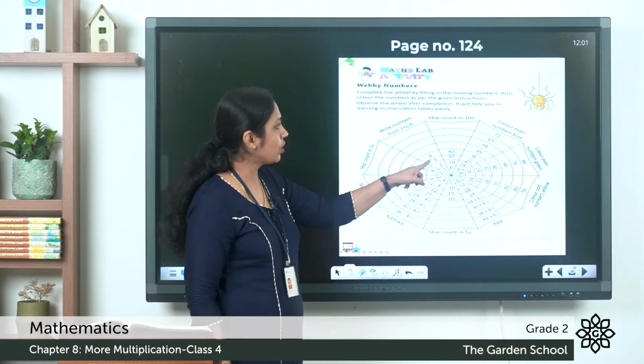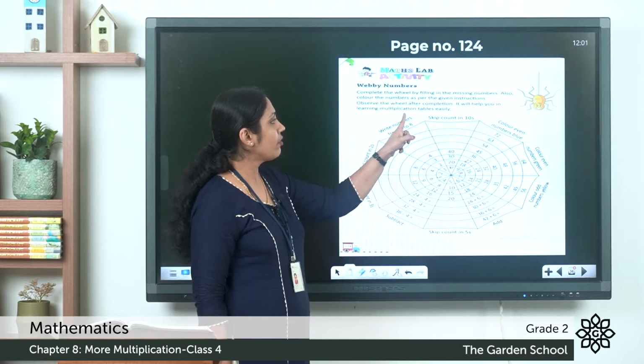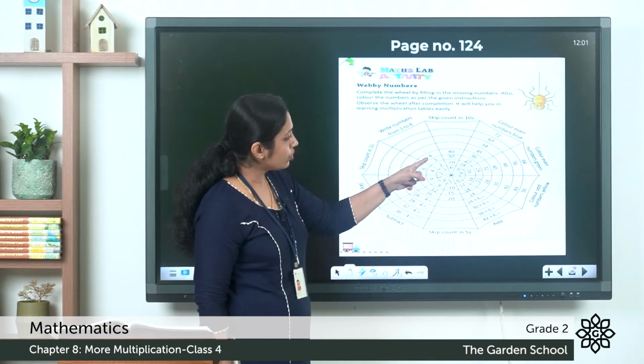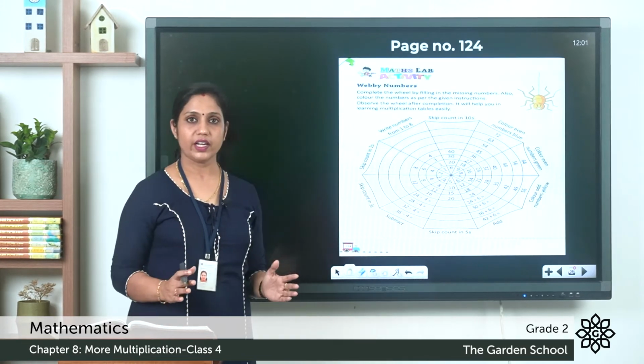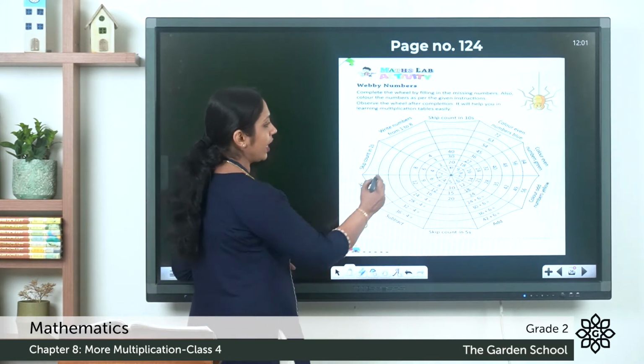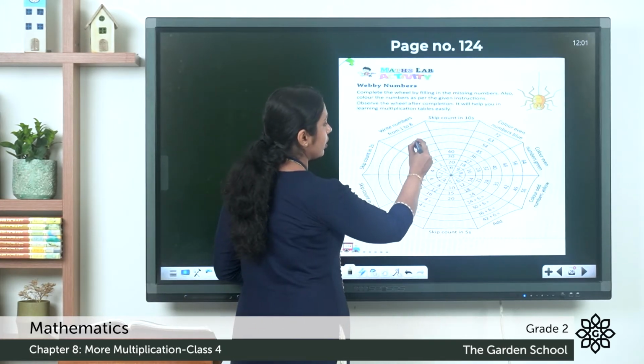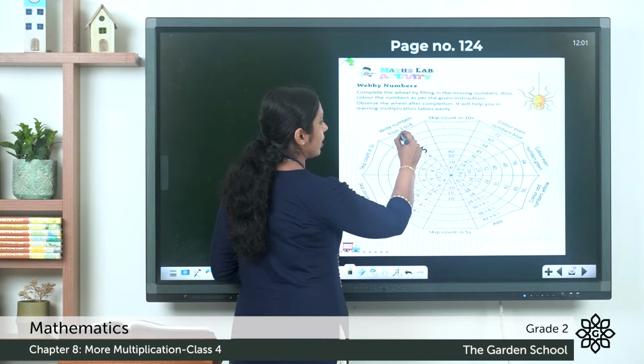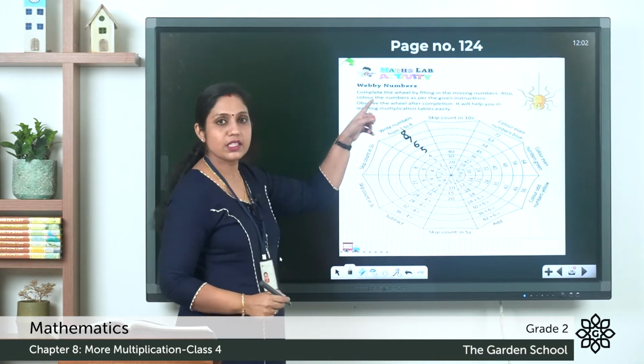Here let's take this column. Write numbers from 1 to 8. 1, 2, 3, 4 have been already written there. Now how can we fill it? Write 5, 6, 7, 8. Now that column is filled.